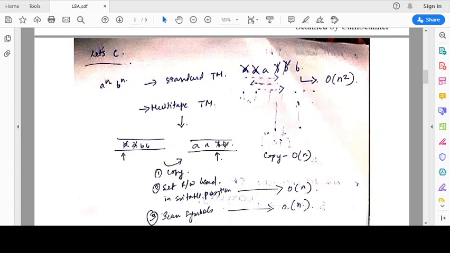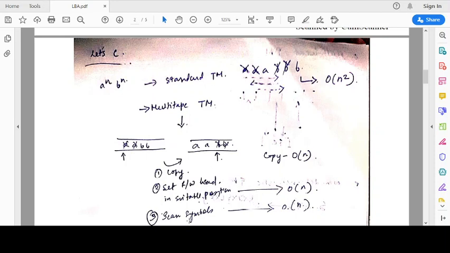So copy takes order of n time. Simple, I guess no explanation is required for this. What is the second step? Set the read-write head in the suitable position. So what is the suitable position? For the first tape, the read-write head will be on the first a, and for the second tape, the read-write head will be on the first b. So this will again take order of n time.